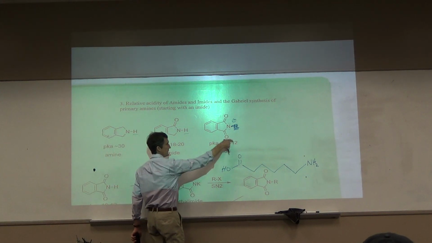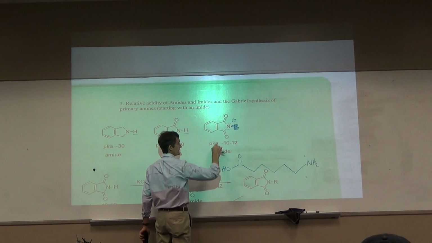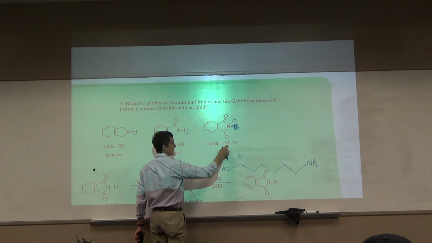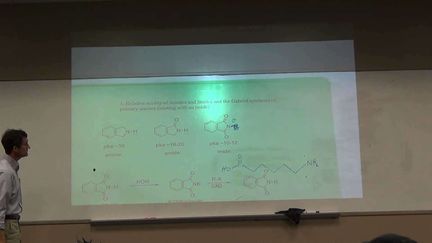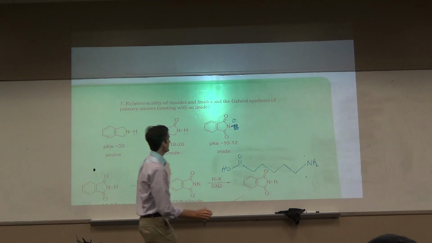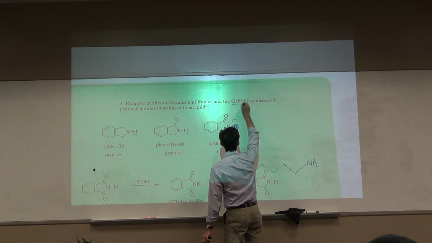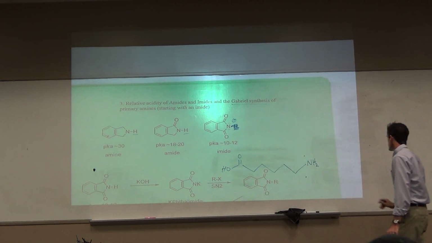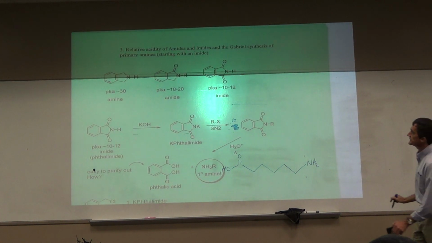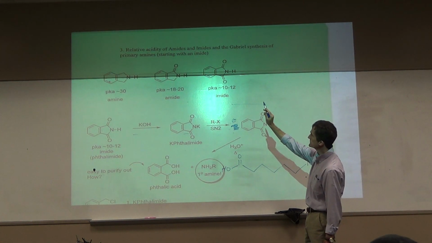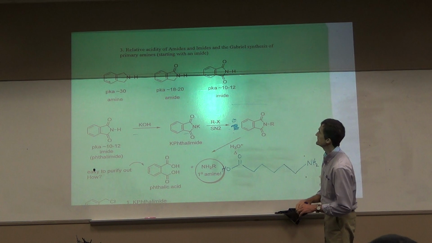Now this is a pretty low pKa for a NH. We can do chemistry here very easily. And this is the starting point for the Gabriel synthesis. The Gabriel synthesis of what? Primary amines.